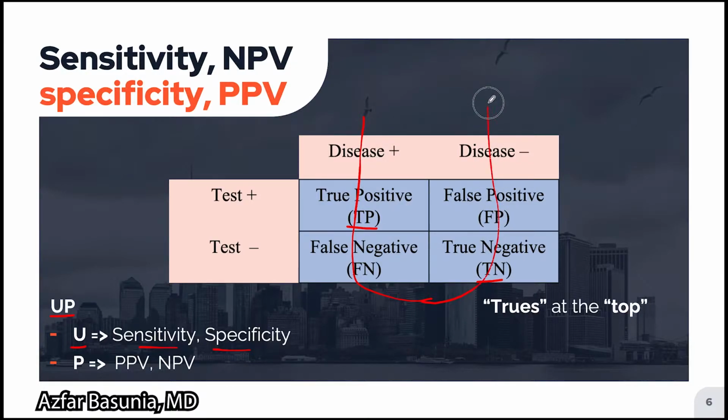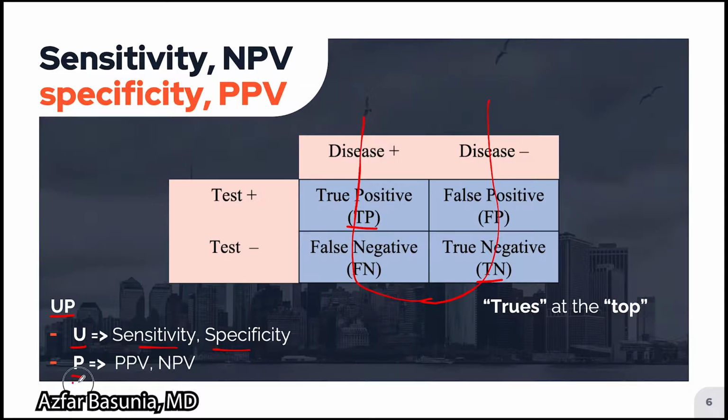The second arm of the U tells me how to calculate specificity. In this case, the arm is passing through the true negative, so true negative is on the numerator for specificity. It is also passing through false positive. That means true negative plus false positive goes on the denominator for specificity.